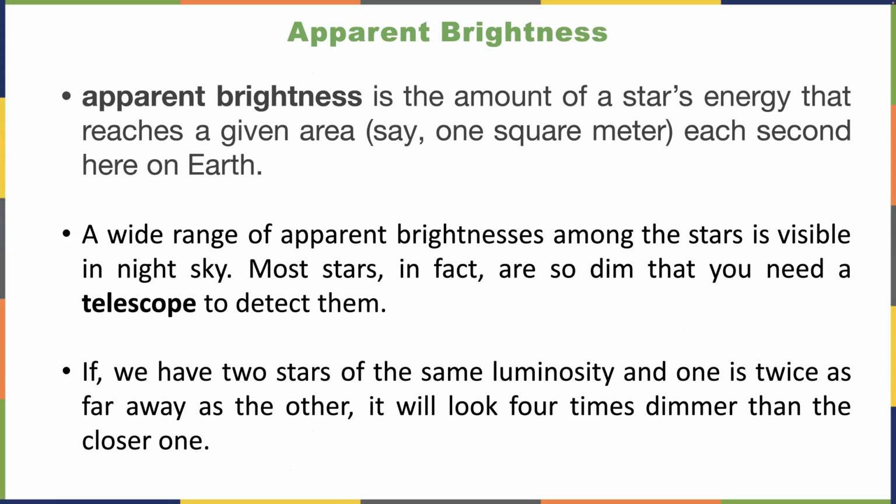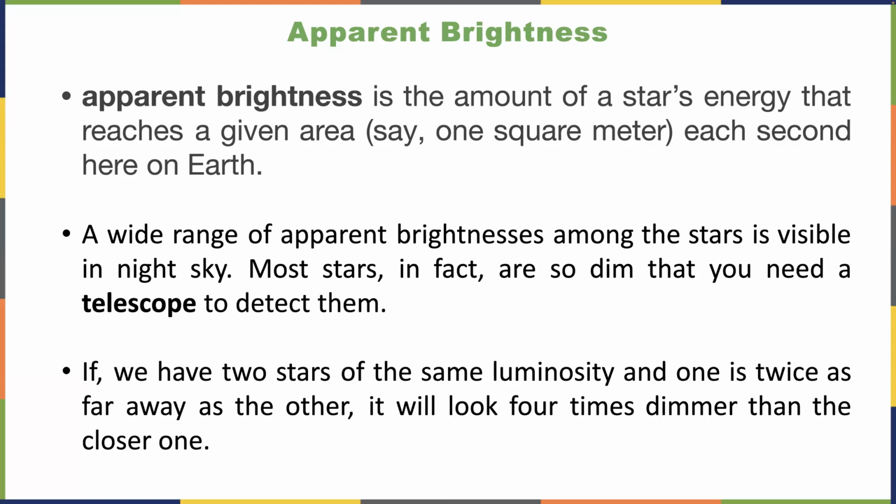Now for stars, even for the planets, this is true. We used to use a word called apparent brightness. Apparent brightness is the amount of the star's energy that reaches a given area each second here on Earth.